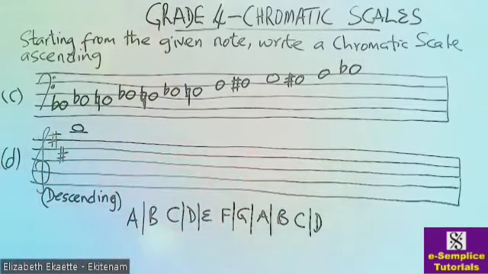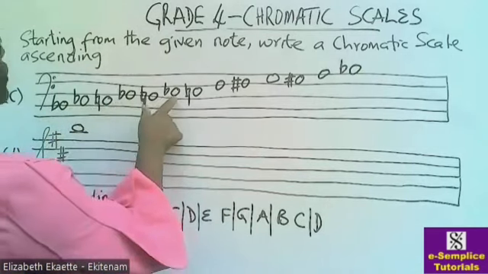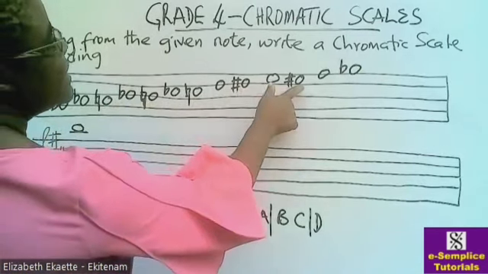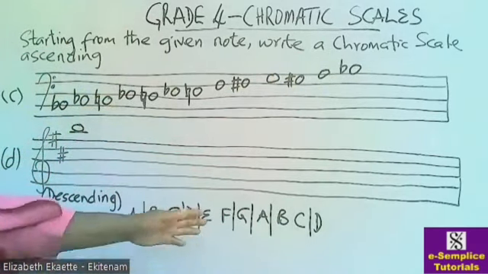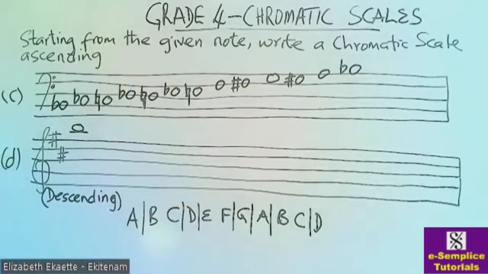So now that I've got into B flat, let's just see if I have 13 notes. 1, 2, 3, 4, 5, 6, 7, 8, 9, 10, 11, 12, 13. So that's correct. So that's another way. Just follow the keyboard and you write it straight from the keyboard, ascending or descending.